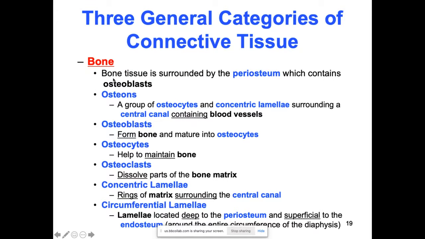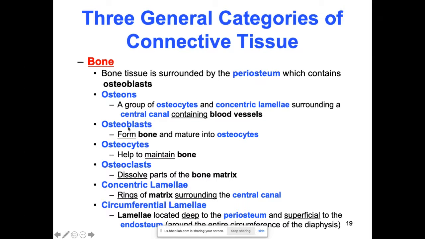There is a key structure called an osteon, and an osteon is found where we have compact bone. So there's compact bone and spongy bone. Spongy is as it sounds. It looks like a sponge, very porous. Compact sounds like it's compact. And when I show you a picture of it, you will see.